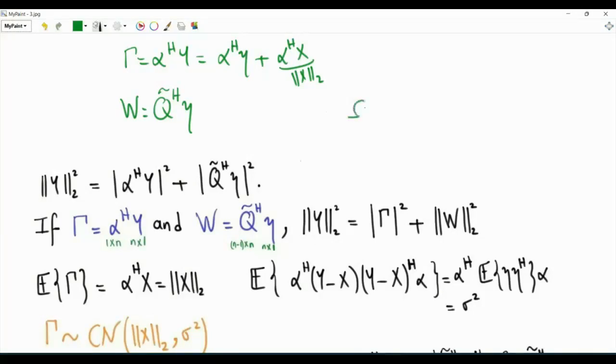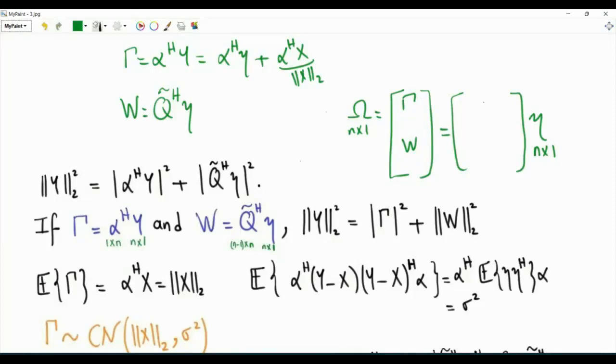And if we collect them in a vector, let's say that this vector is big omega. So it's an n-dimensional vector. We have here at the top the scalar random variable, which is gamma, and then here we have W. Now, this vector can be written in terms of vector eta, which is this noise vector, the vector containing the noise components that are added to vector x to yield the observation vector big Y. That's an n-dimensional vector. And now we can say that gamma is equal to alpha Hermitian eta. So this is a matrix that is n by n. Its top row is alpha Hermitian, and then the other n minus 1 rows will basically be Q tilde Hermitian, which is a matrix of size n minus 1 by n.